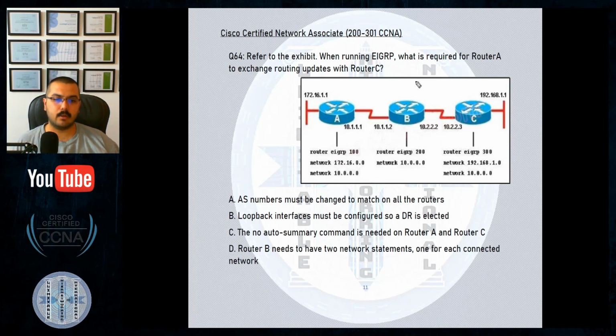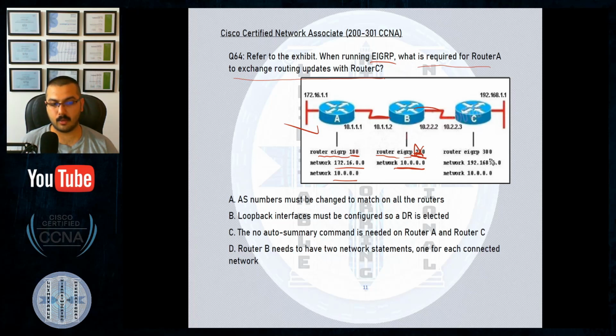When running EIGRP, what is required for router A to exchange routing updates with router C? Mostly you will not see such a question because EIGRP is not in the scope of your study, but just in case you did the exam, let's see. This one is saying router EIGRP with autonomous system number 100 and is advertising two networks, correct? This one is using router EIGRP with a different ASN. This is a disaster. They should be matching. So this is the error. And it's advertising one network which represents both, so no problem, but this is a problem.